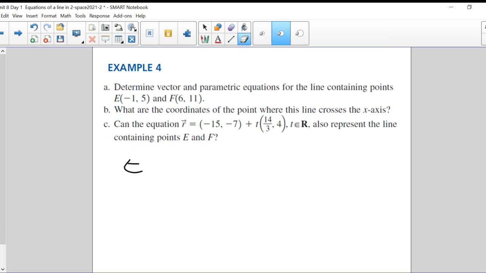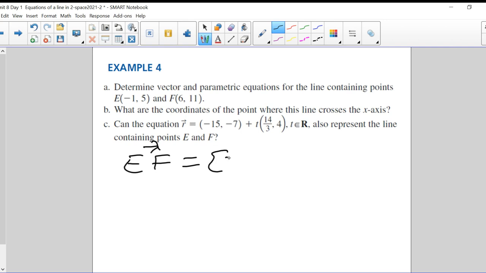Sorry, I need to put an arrow above that. Which means that I'm going to be taking f minus e. So 6 minus minus 1, which is 7. And 11 minus 5, which is 6. Okay. So that's my position vector. That's my EF vector. The vector that connects E and F would have components as I've just given you. There's your vector. All right.